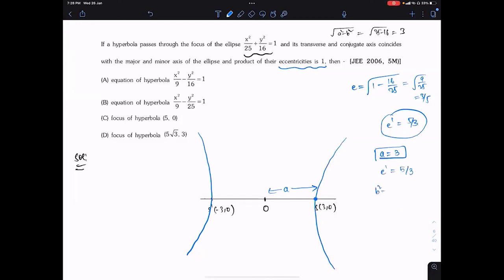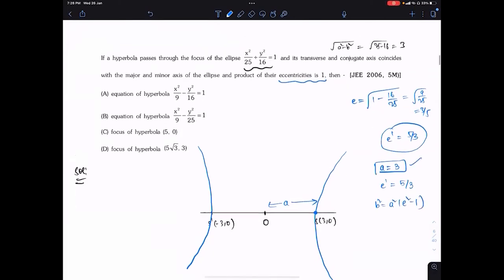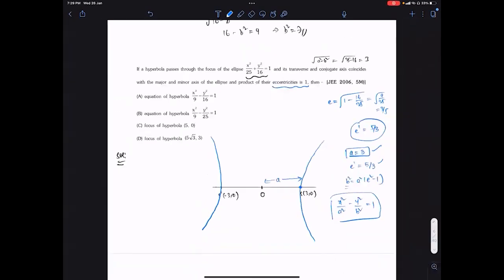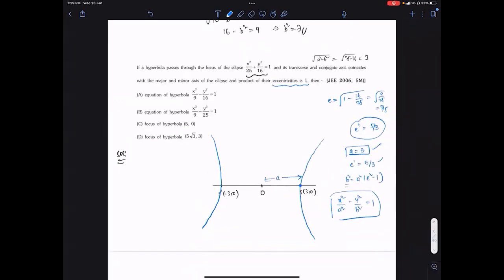So your b square is a square into e square minus 1. So you know a, you know the eccentricity. You can find b square. Then the equation is x square by a square minus y square by b square. That's all. Okay. Next.